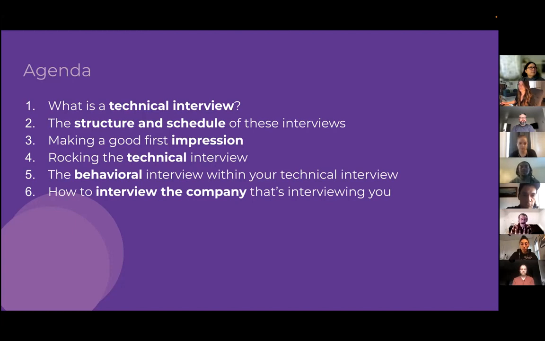Then after that, we'll also touch on how the technical interview is not only a problem-solving thing, but also a behavioral interview that goes on at the same time. And we'll talk about some tips around how you can approach that piece of it as well. And then lastly, we'll talk about some ways that you can interview the company that's interviewing you too, because every interview is a two-way street.